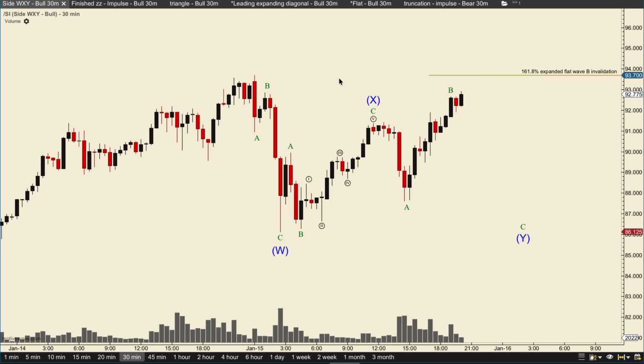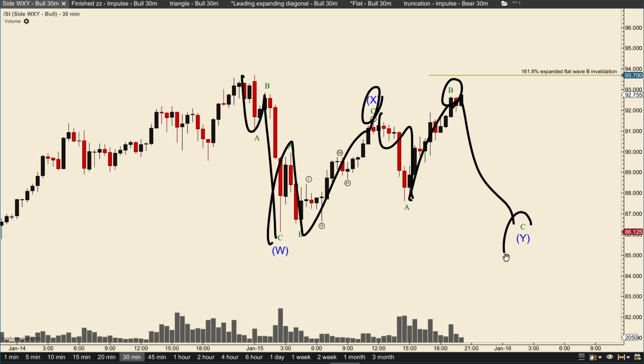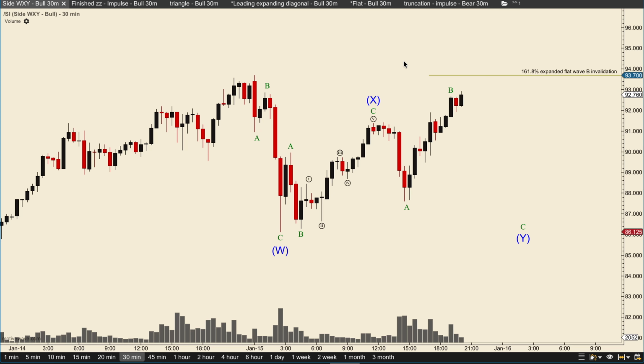If we start with the WXY sideways, well, it is perfectly fine. A, B, C, X, no problem here. A, B, and then C. As long as we don't hit this, the scenario is perfectly viable and has a high probability. But if we touch this, it has no probability basically. Very, very slim. And also it's very important because we are expecting a wave C here.